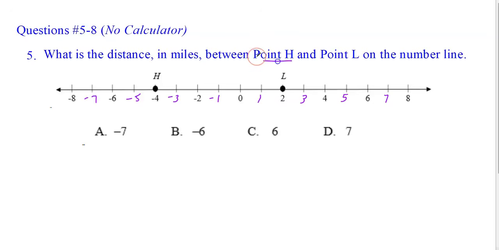Now, I'm starting at point H, and I'm going to point L. Let's pretend point H is my house. Point L is the library, and each time I make a jump, it's considered 1 mile. So I'm going to start here at my house. I'm going to jump 1 mile, 2 miles, 3 miles, 4 miles, 5 miles, 6 miles. So that's my answer, 6. Let's go to the next question.